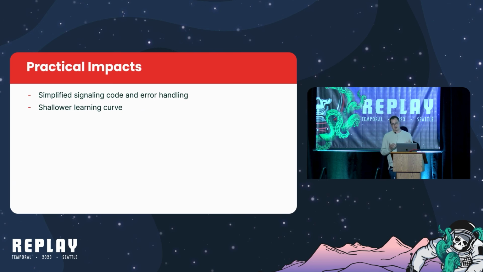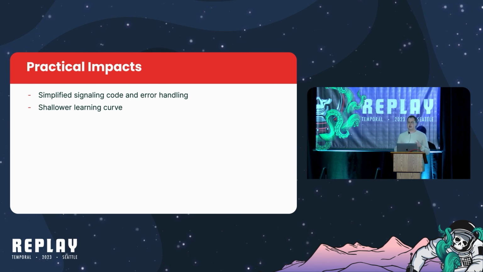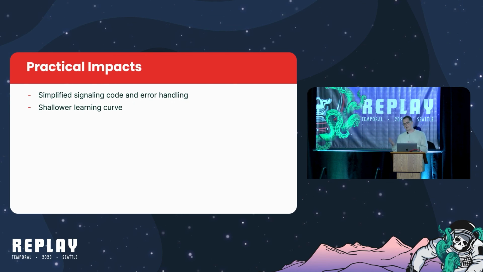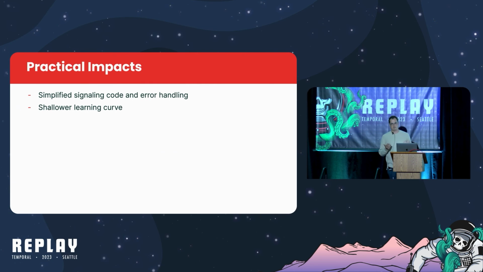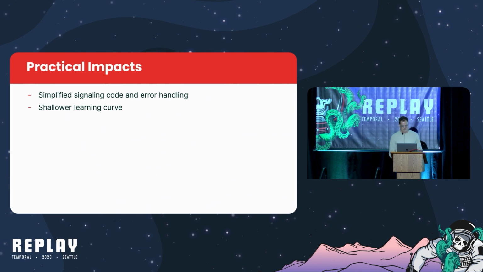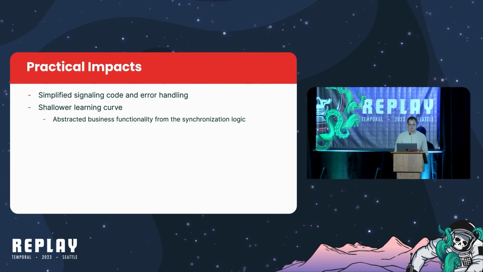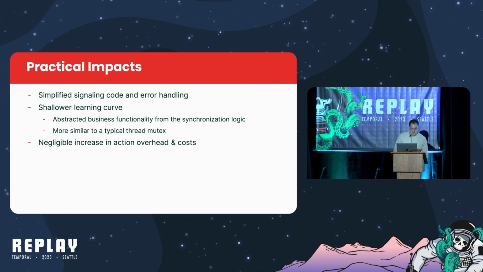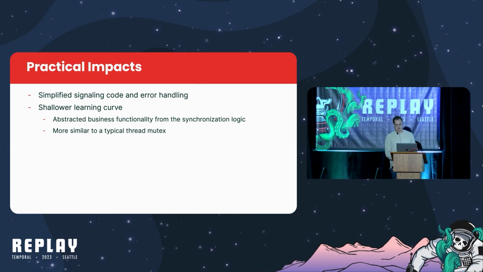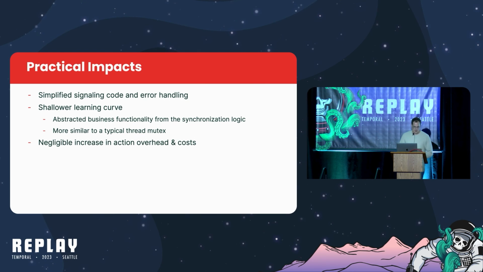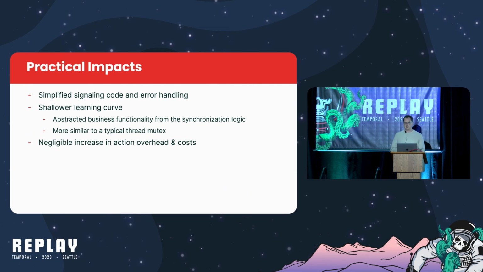Now when they go to make edits to that business logic, it's encapsulated in a workflow that doesn't have the signaling, the coordination, the max workflow length, a little bit more cognitive overhead for developers who aren't super up on their Temporal. Abstracting the business logic made that a little bit easier as well. And it's a little bit more similar to a typical thread mutex if you're someone who has used those in the past.